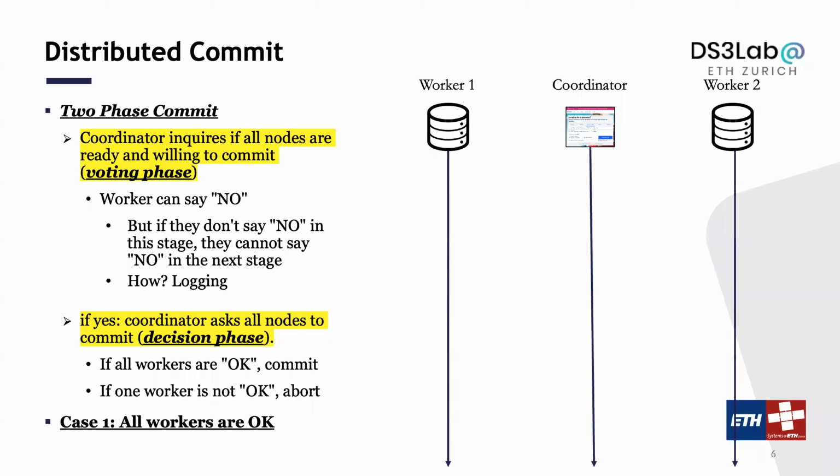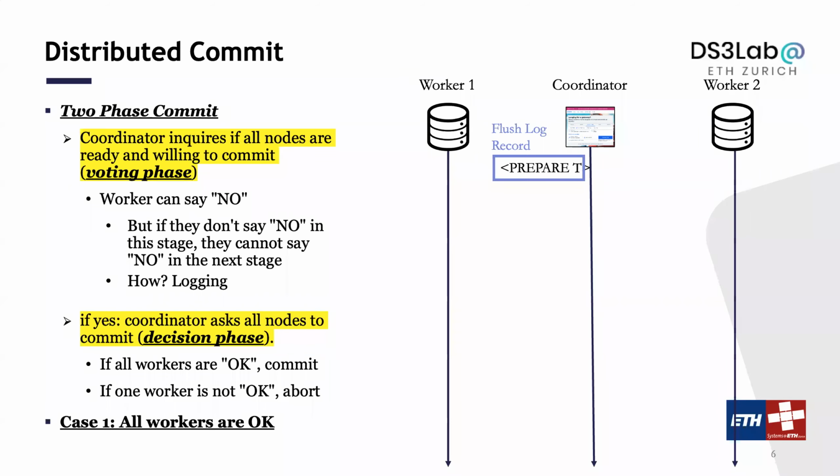So let's look at how this protocol works. At the very beginning, when the coordinator wants to commit, it will actually put one record called prepare into its log and flash it. Whenever you see this record in your log file, it means that the coordinator has already started the process of distributed commit. So that's very important.